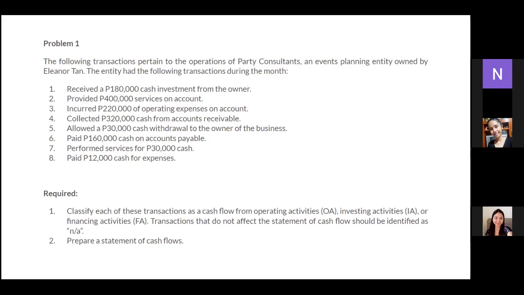So, anyone? So, wala. Ako na lang. From number 1, this transaction belongs to financing activities because it is a cash investment. Under siya ng equity section or under shareholders equity. So, the second transaction, saan siya nabibilang?